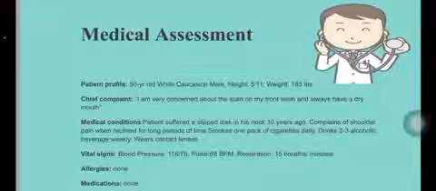He suffered a slipped disc in his neck 10 years ago. He complains of shoulder pain when reclined for a long period of time. He smokes 1 pack of cigarettes daily. He drinks 2 to 3 alcoholic beverages weekly. He wears contact lenses. He doesn't have any allergies. He also doesn't take any medication.